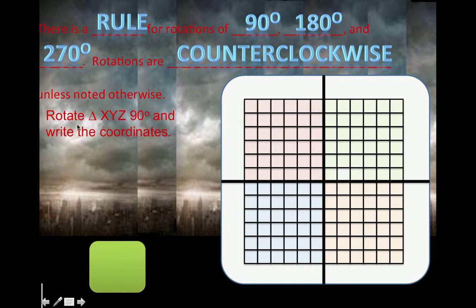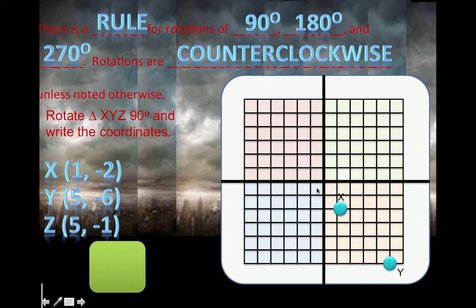Okay? So we're going to start with triangle XYZ, and we're going to rotate it 90 degrees. So our first point is going to be X, which is 1, -2, so forward 1, down 2. Y, which is going to be 5, -6, which will be right down here. And Z, which is 5, -1, so right over here. And we'll go ahead and connect those right up.